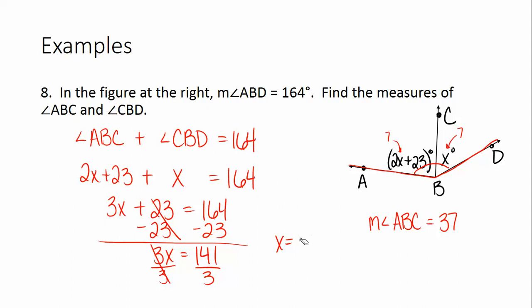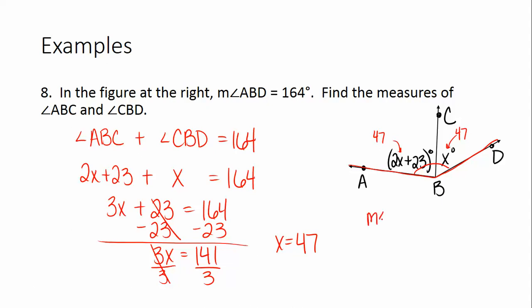Oh, whoops, it's not 7. What am I doing? I'm thinking this isn't going to add up right. Sorry. 141 divided by 3 is 47, not 7. So we're plugging a 47 in for x in both of the angle measures. There we go, that makes more sense.